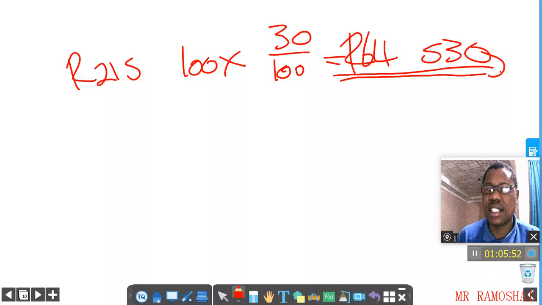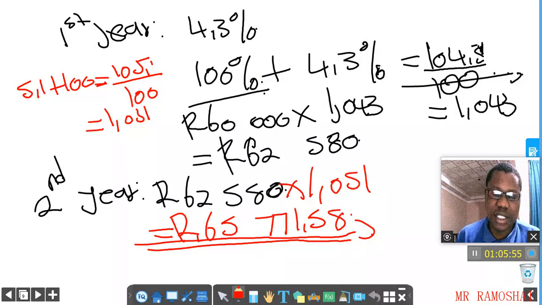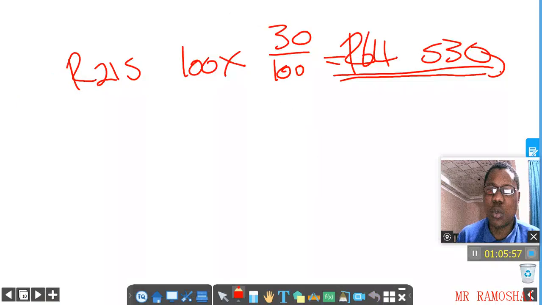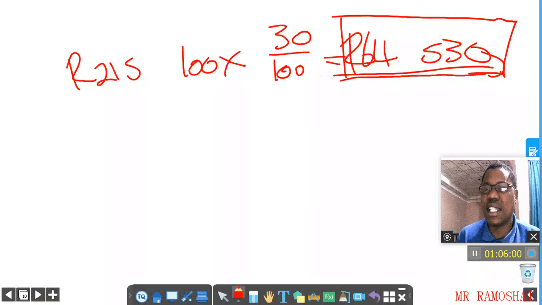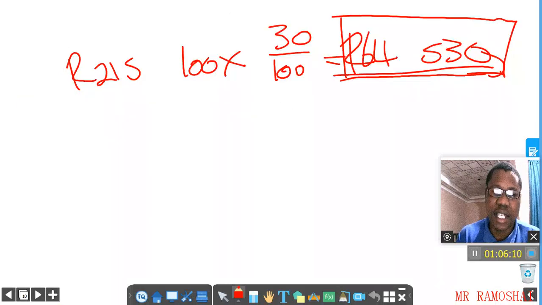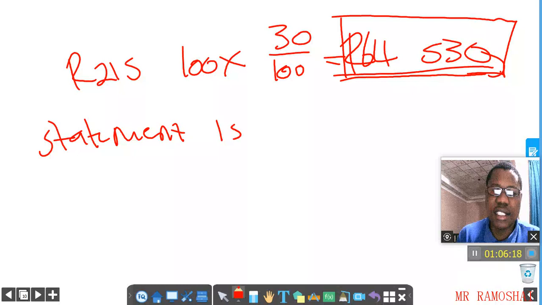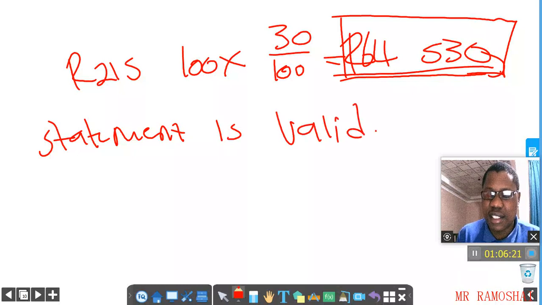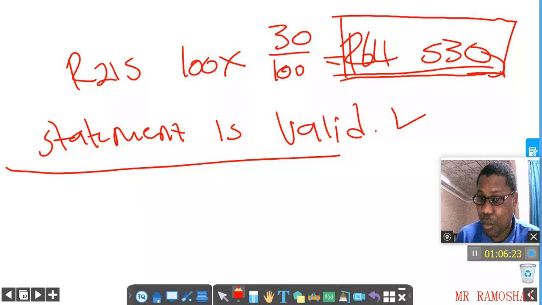So the question is, will this amount be enough to cover this? If it is enough, then her statement is valid. By looking here, we can see that this amount can actually cover this amount. Therefore, her statement is valid. This is a conclusion that you have to write. There is 1 mark for writing that the statement is valid. Right? Then we move on.